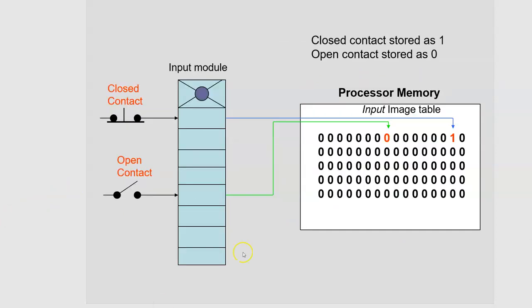Here's an input module. Remember, I have those screw terminals that I can connect wires to, and I have the switches here. I have a switch down here, and that switch is open. I have what looks like a normally closed push button here. I have some kind of push button here, and that switch is closed. And these arrows mean that I have a wire connecting that button and that switch to one of those screw terminals in the input module.